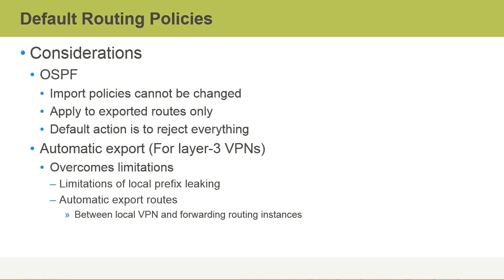Another consideration is in regards to automatic export. This is for layer 3 VPNs. The automatic export feature will automatically export routes between local VPN and forwarding routing instances. In this video, we discussed default routing policies.